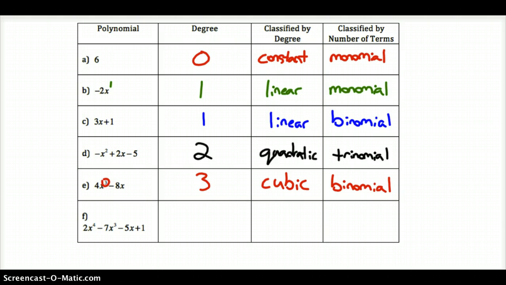Okay, and this very last one, it's raised to the 4th power, so its degree is 4. We call that a quartic function, and it looks like it has 1, 2, 3, 4 terms. So this we're just going to call a polynomial.